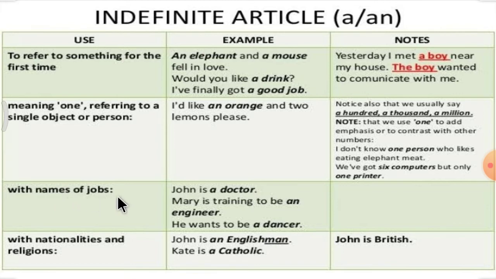With names of jobs. John is a doctor. Mary is training to be an engineer. He wants to be a dancer. Let me talk about myself. I am a teacher. You can say Khushbu Miss is a teacher. Right? With nationalities and religions. John is an Englishman. Cat is a Catholic. I am an Indian. I can say like that, right?